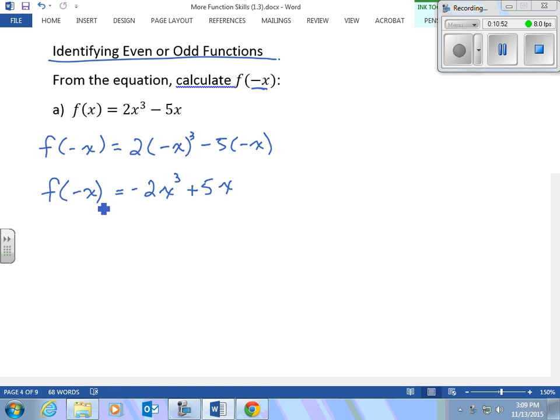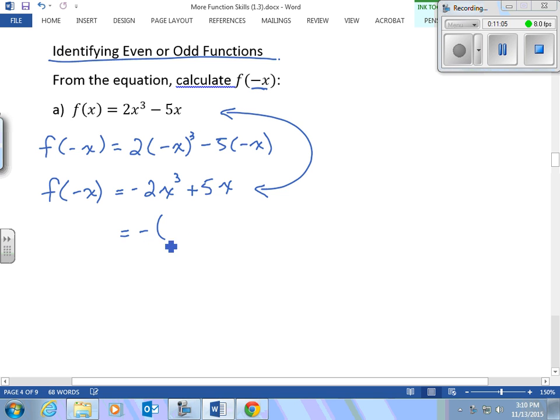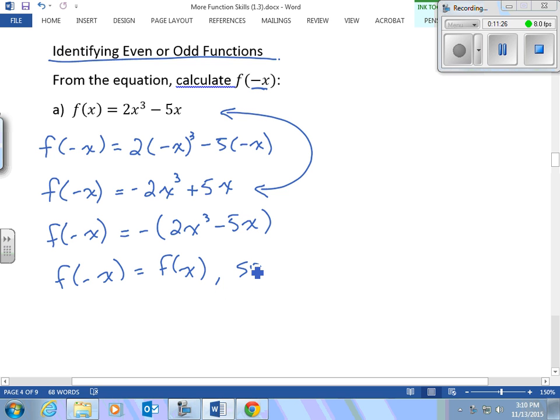Notice that compared to our original function, the signs on both terms have changed. So if you thought of it, it's actually equal to the negative of the original function, isn't it? 2x cubed minus 5x. I could factor out a negative 1, for instance, okay? So f of negative x is negative the original function, and by definition then this is an odd function. So it's odd.